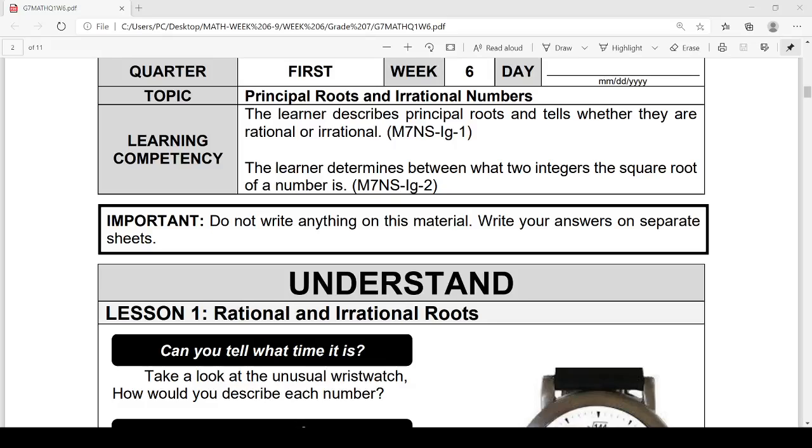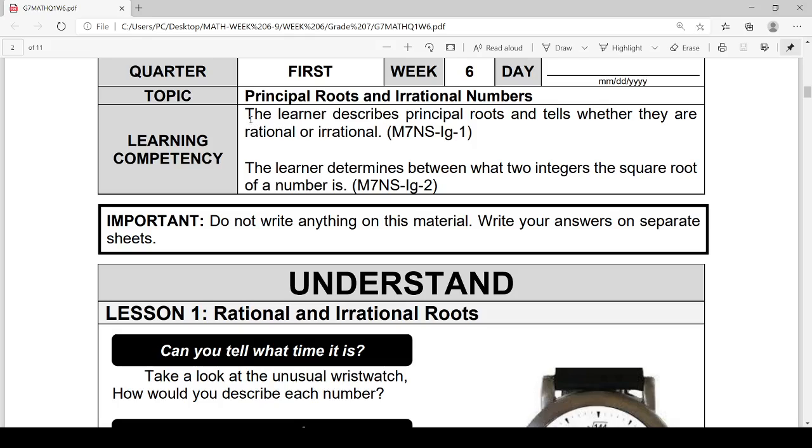Good day, everyone. Here I am again to discuss principal roots and irrational numbers. That is for week 6.